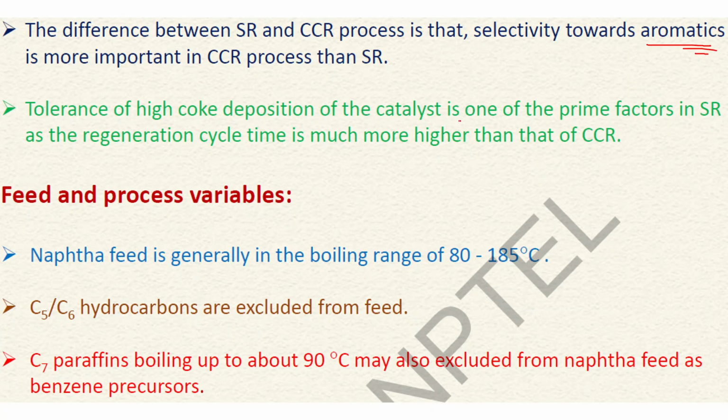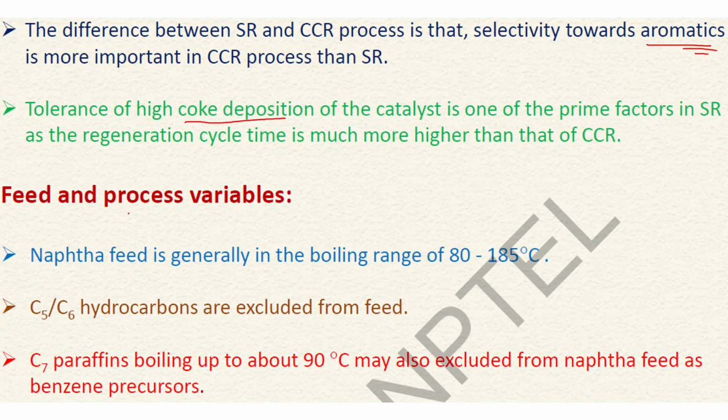Tolerance of high coke deposition of the catalyst is one of the prime factors. As the regeneration cycle is much longer than that of CCR, the catalyst used in the SR reactors, the semi-regenerative cycles, has a very high tolerance. More robust catalysts are used in case of SR because they need to tackle the high coke deposition problem. So they need to be more sturdy and robust relative to the catalyst used in the CCR unit.